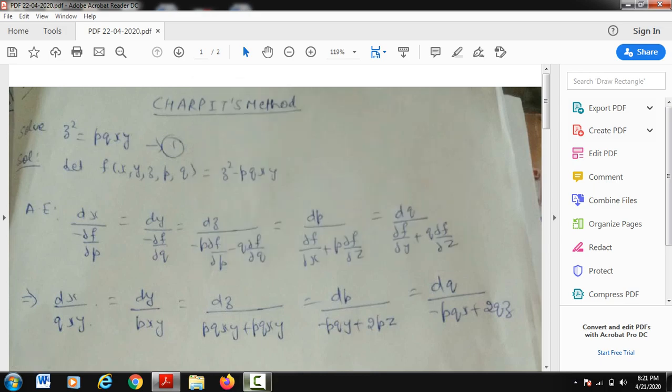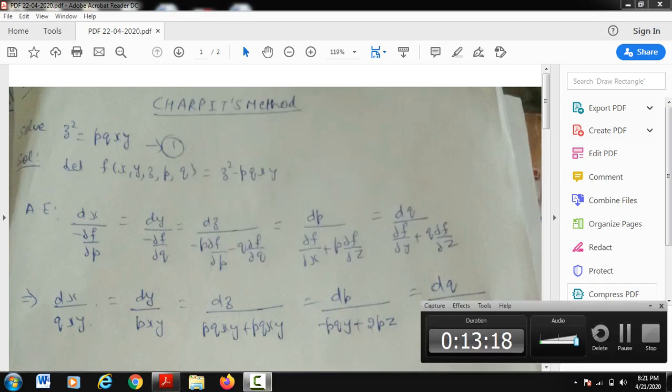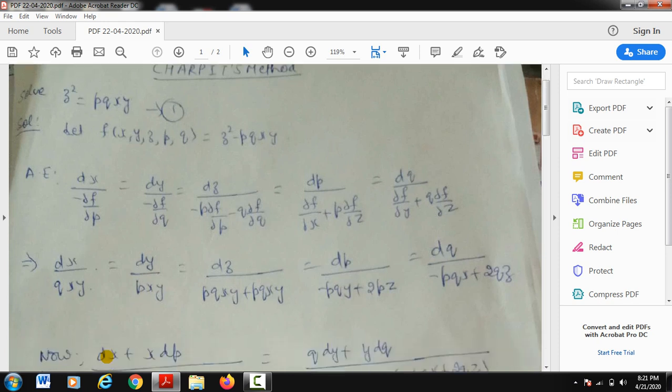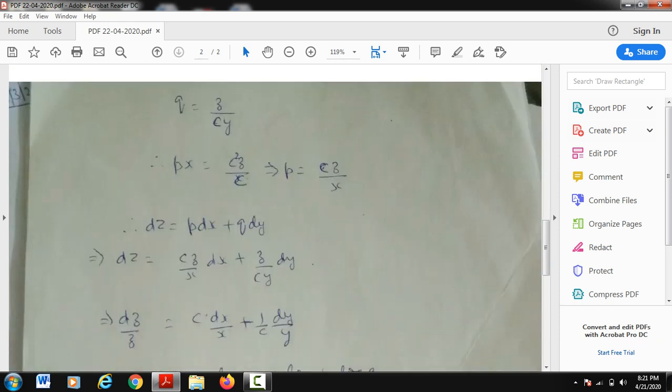Now what is the basic purpose of finding the values of p and q? You have to use the relation at last: dz is equal to p dx plus q dy, where p means curly z over curly x and q means curly z over curly y. So you have to calculate the values of p and q, and whenever you get them, you will put those values in this relation. Keep this relation in mind: dz is equal to p dx plus q dy.